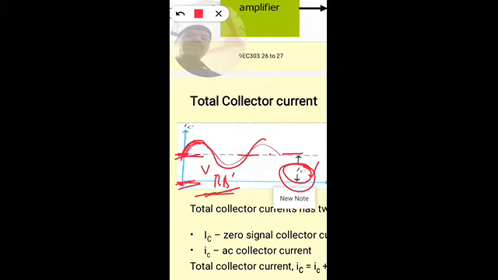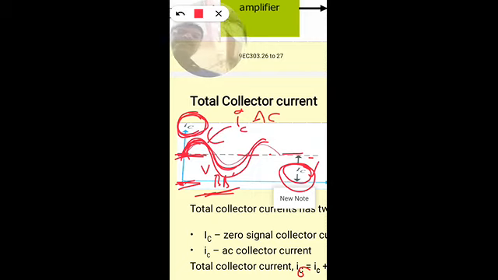So during the positive half cycle of the input signal, this is the amplified collector current, the AC collector current, small ic. The total collector current, capital IC, is varying above. So this AC current is varying above and below the DC current. So now this is the total current, and this total current is varying with time.